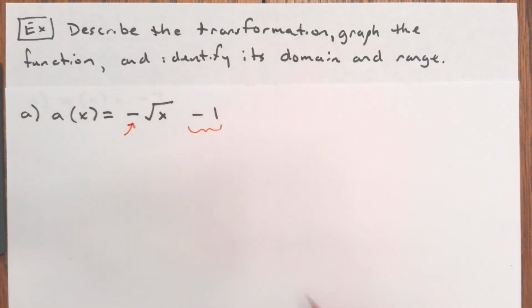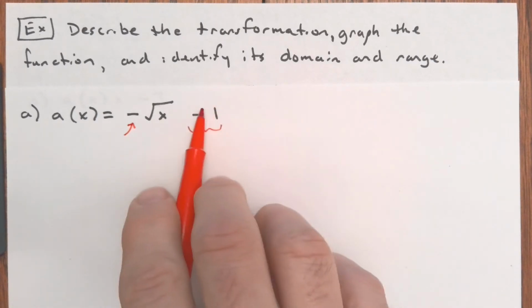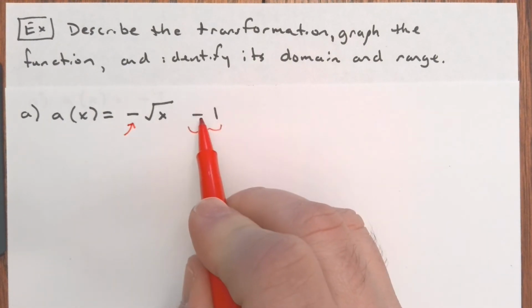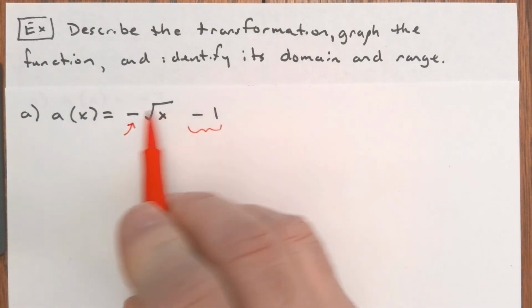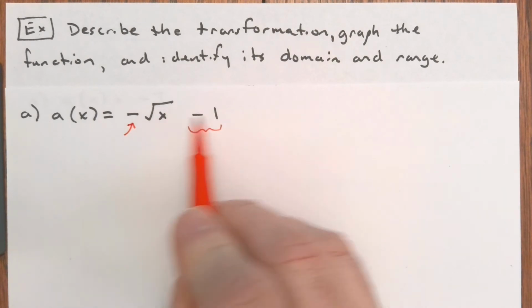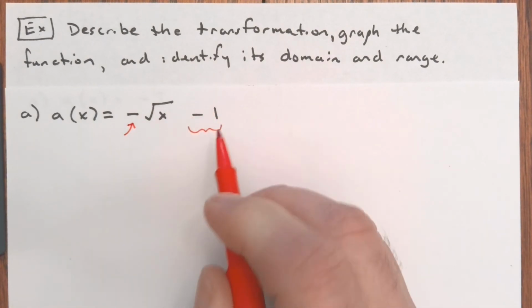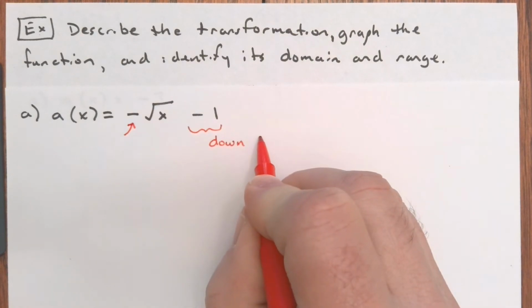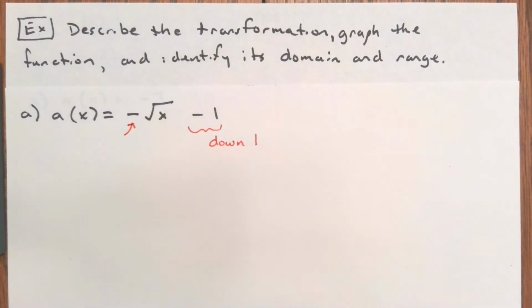Anytime we have addition or subtraction, we're going to be sliding our graph upward or downward or left or right. This one happens to be vertical shift. If you have addition or subtraction after the square root, not inside of it, then it's vertical shift. Pluses up and minuses down. So this would shift our parent function graph that we just took a look at down 1 unit.